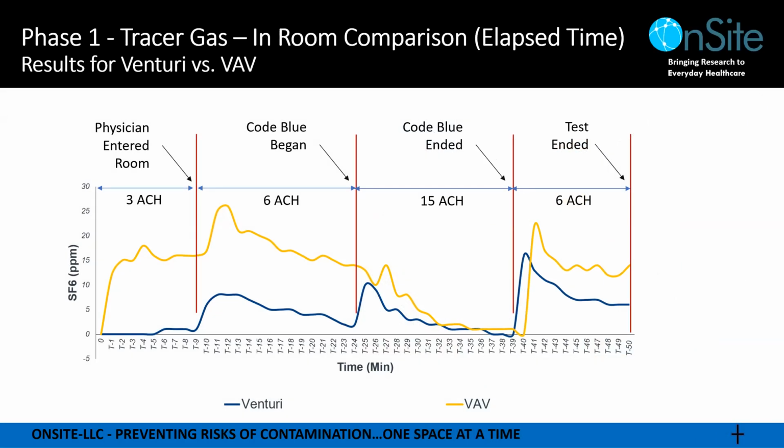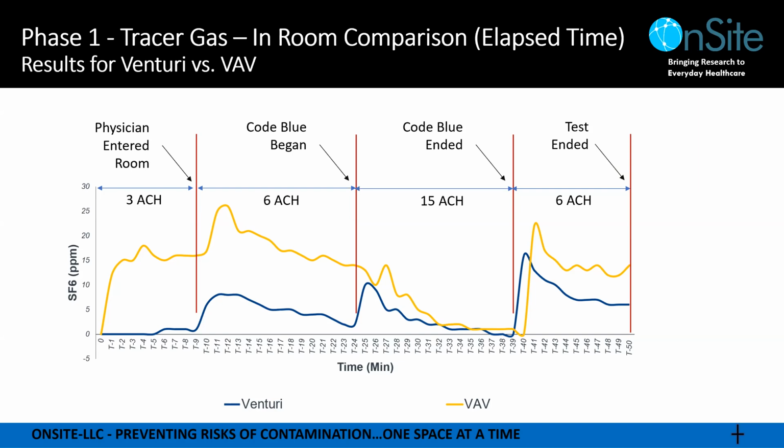These are the results of the tracer gas, and I'll walk you through it briefly. But you can see at 3 air changes per hour in the setback mode, there's detectable amounts of tracer gas within the room, more so with the VAV than with the Venturi. So at T equals 9, the physician enters the room with the patient, and the room ramps up to 6 air changes per hour. You can see the spike in the tracer gas is detected, but then is reduced as the time goes by.